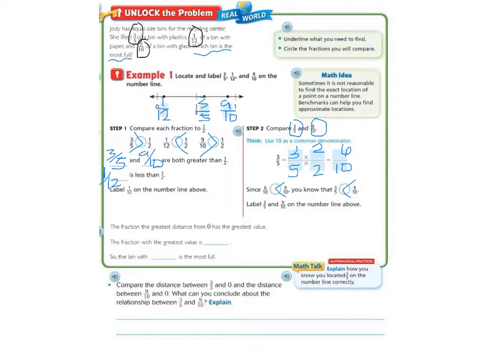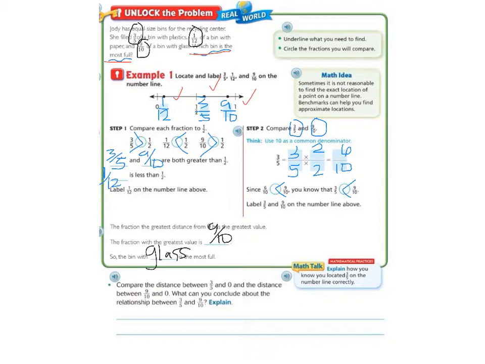So then we put those on our number line as well. If we're going to put them in order from least to greatest, our smallest one would be 1/12. Our middle one would be 3/5. And our largest number, which is what we were looking for, remember the bin that is most full, would be 9/10. So the fraction with the greatest value is 9/10. And that means 9/10, that was the bin with glass. So the bin with glass is most full.